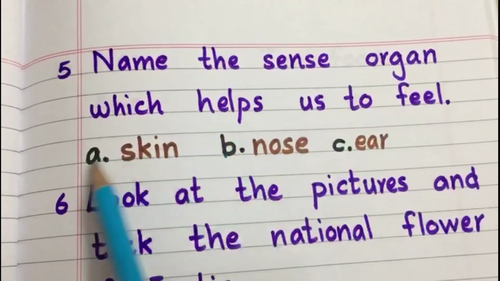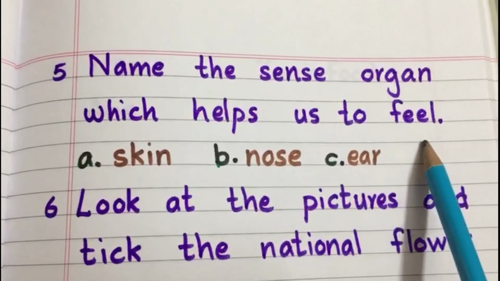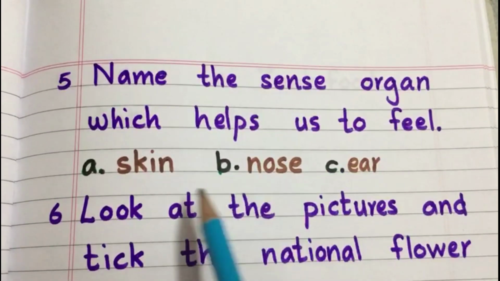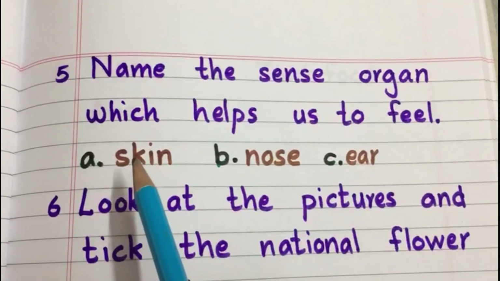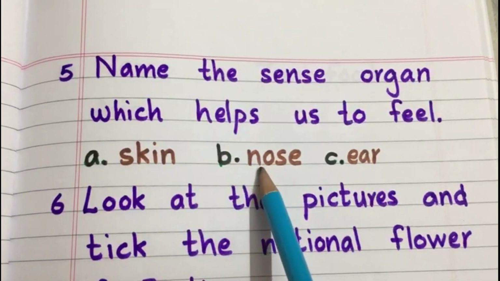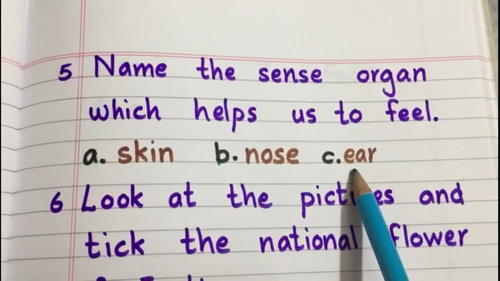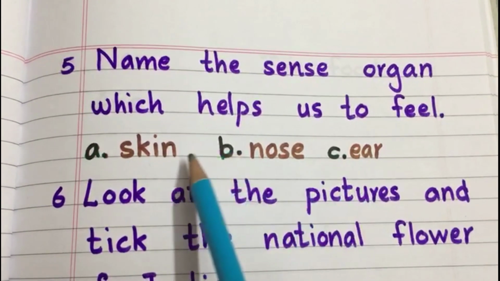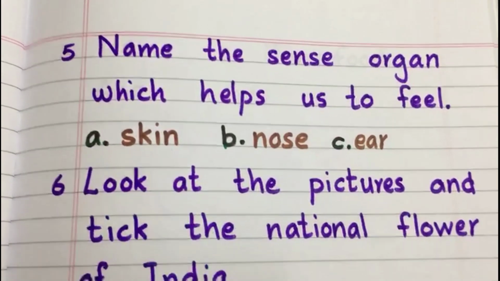Now let's see the fifth question. Name the sense organ which helps us to feel. Yes, we have 5 sense organs, right? So the options are skin, nose and ear. Ask your child to find the right answer and tick the correct one.